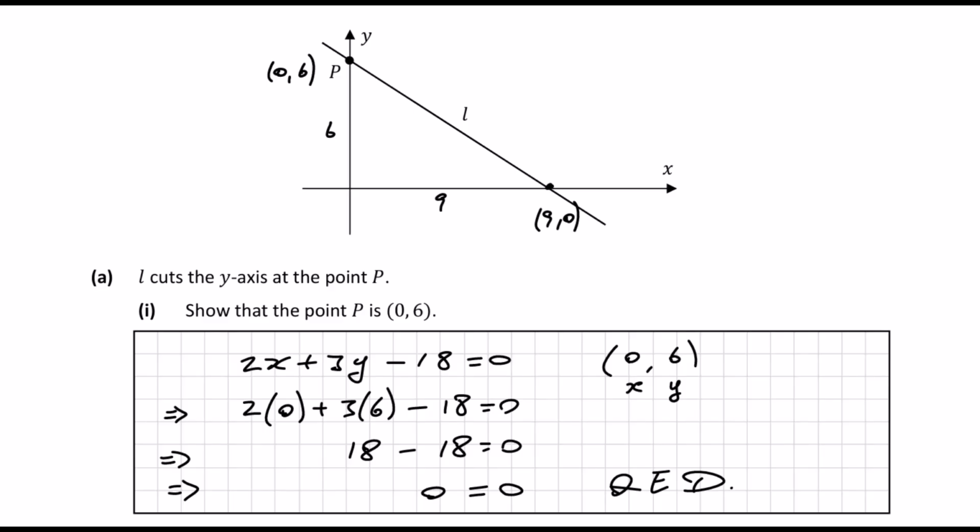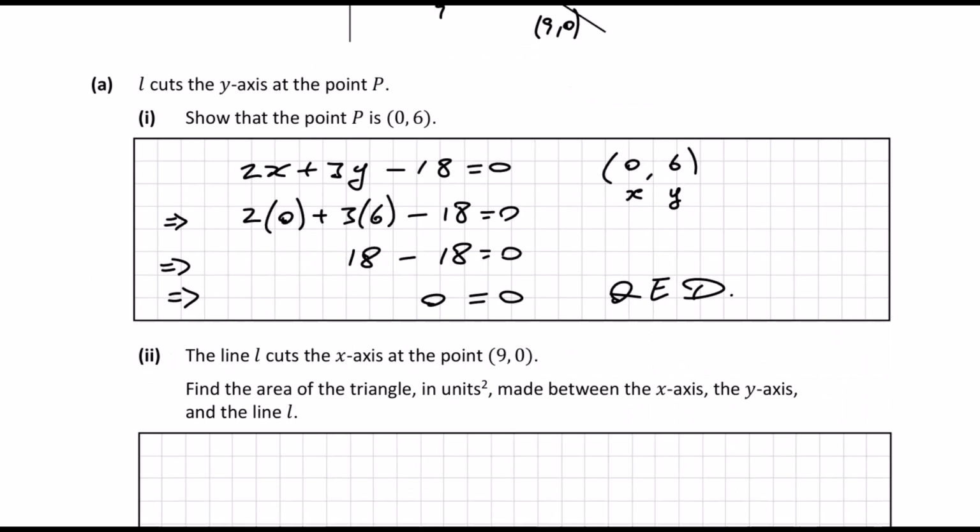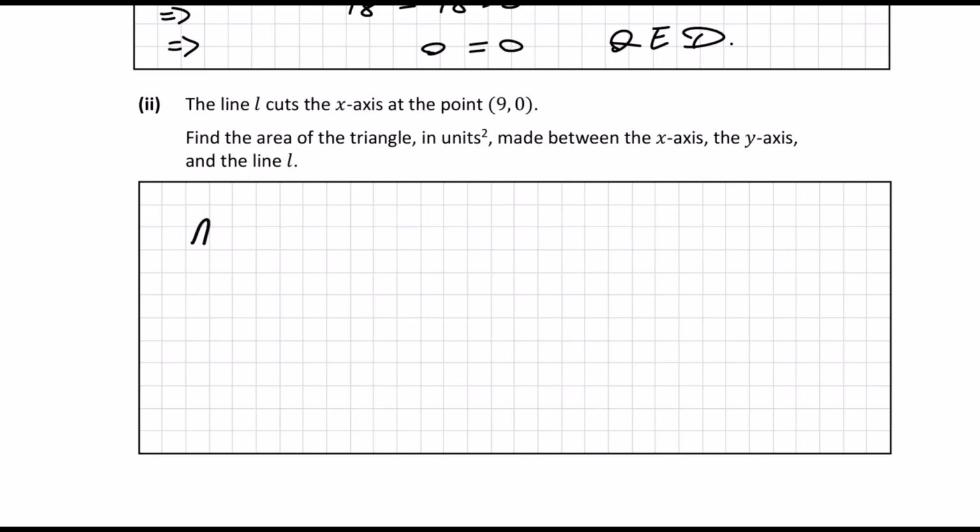The area of a triangle is half the base times the height. So it's going to be simply half 9 times 6. So the area of our triangle is equal to half the base times the height, which is a half of 9 times 6. So half of 6 is 3, 3 9s is 27, and our units are units squared.